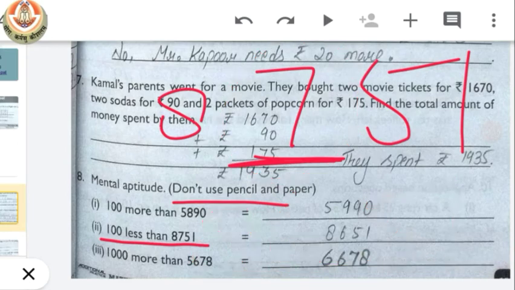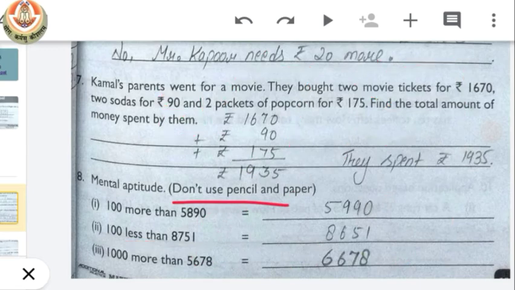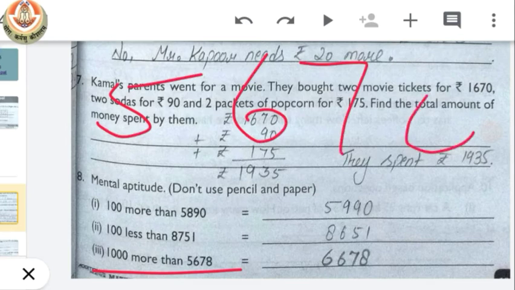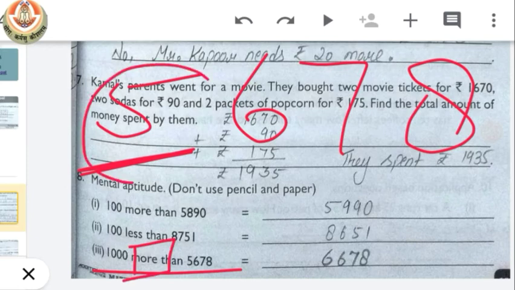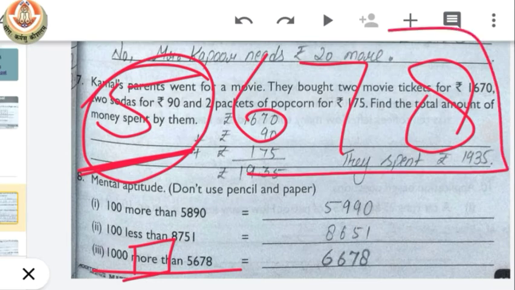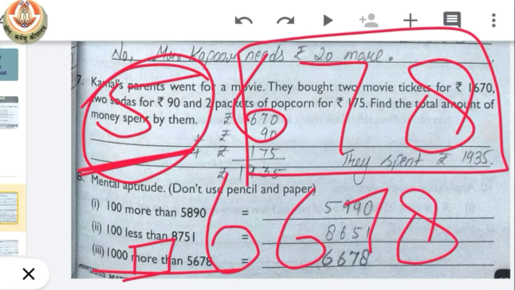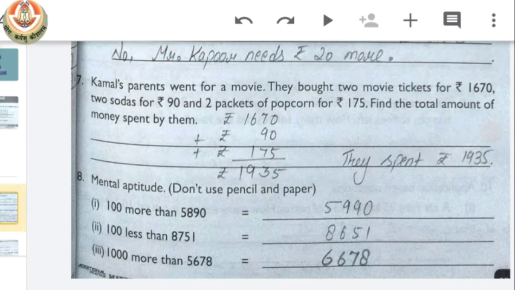Now the next is 1000 more than 5678. So we have to change the 1000s place and it is the case of more. That means we have to add 1 here. So the others will be the same, just we have one addition in the place of 1000. So it will be 6678. Okay class?